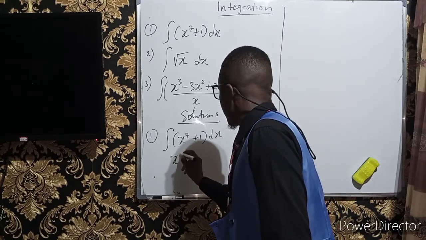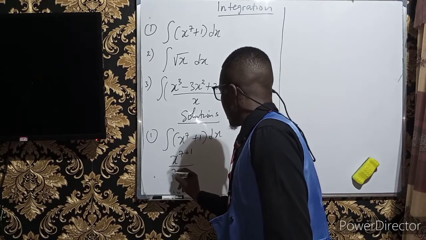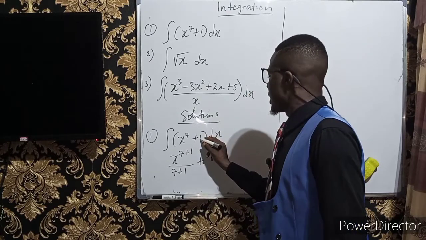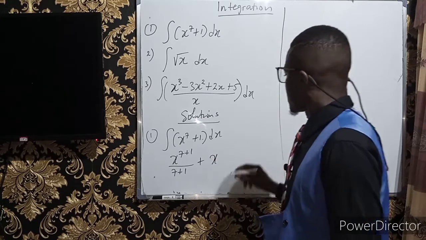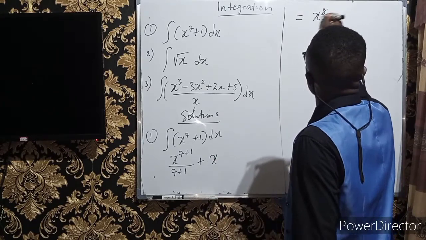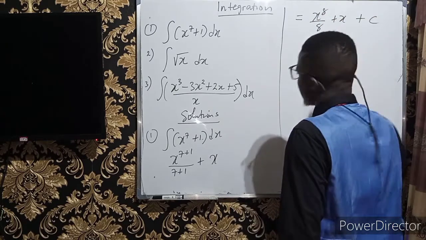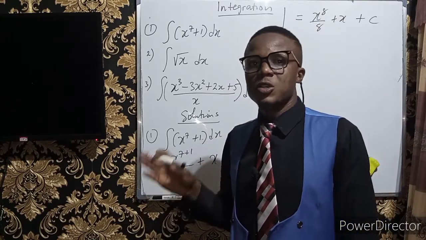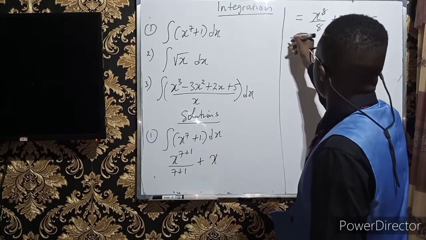So what I have here is x power of 7. Just say the power plus 1 over whatever you're having there, 7 plus 1, plus, whenever you integrate any constant with respect to a particular letter, it turns to that letter. So this will give us x power of 8 over 8 plus x. Then plus the constant of integration, you must add plus c because there are some variables that are lost while we are integrating a particular term or an expression.